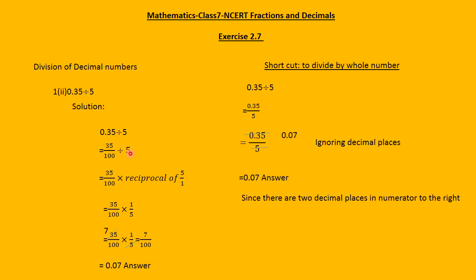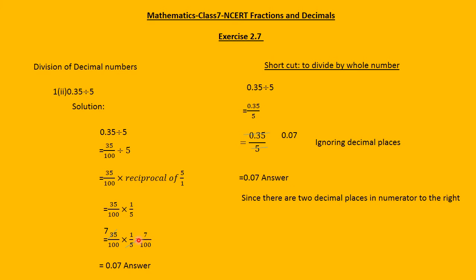What do you mean by 5? 5 upon 1. Because it doesn't have a denominator, the denominator has to be treated as 1. So into reciprocal of 5 upon 1. What is the reciprocal of 5 upon 1? Inverting, interchanging numerator and denominator. So you will write 1 upon 5. 35 upon 100 into 1 upon 5.